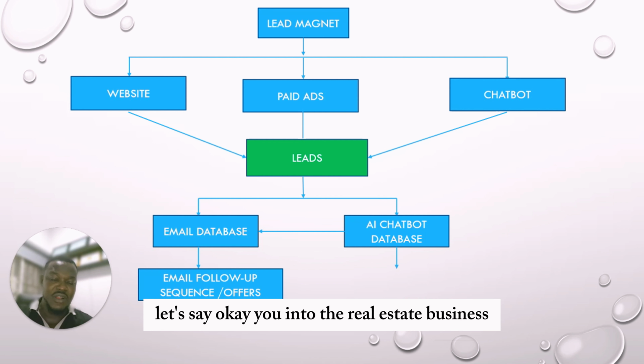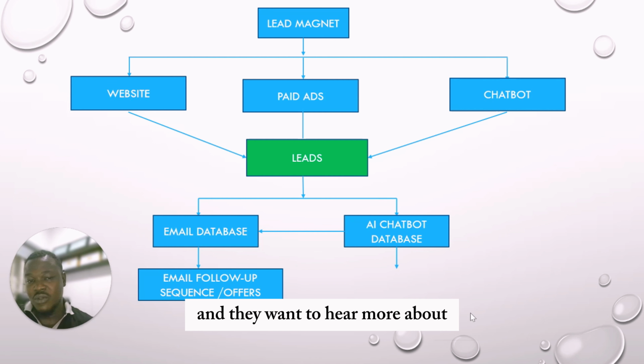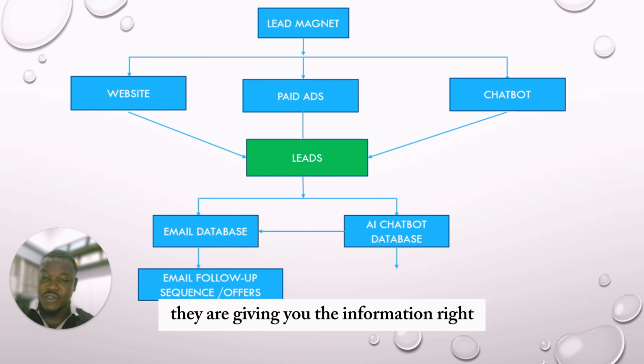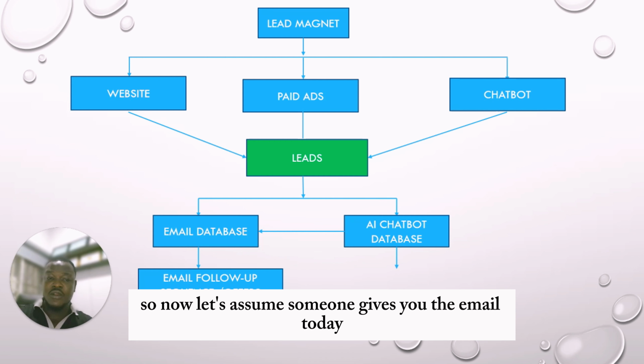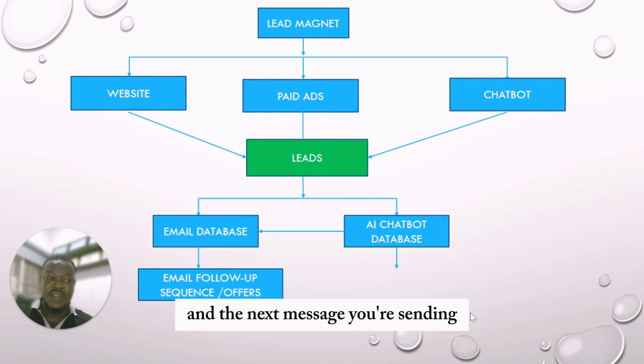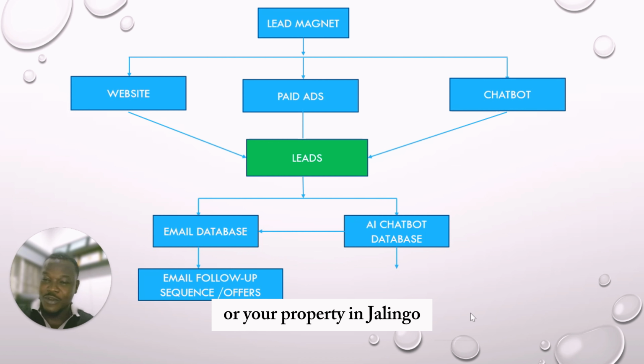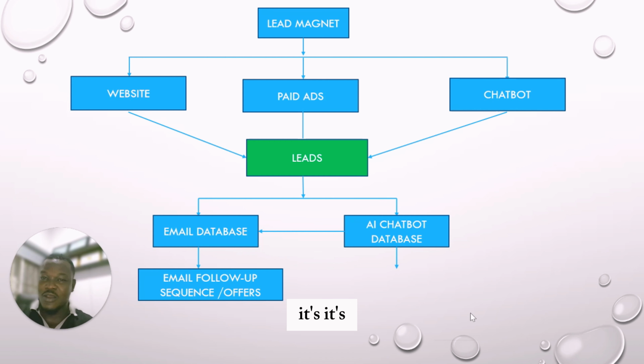Let's say you're into the real estate business, and they want to hear more about you, they want to be in touch with you. Now, of course, that's why they are giving you their information, right? So now let's assume someone gives you their email today, and the next message you're sending the person is about your property in Sokoto or your property in Jalingo. So it doesn't make sense.